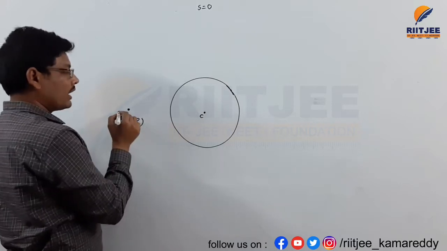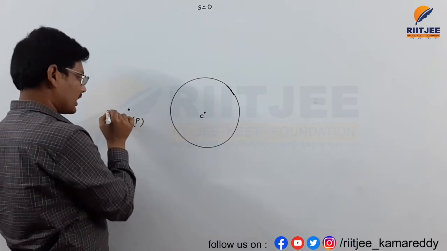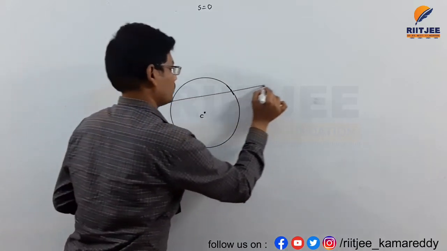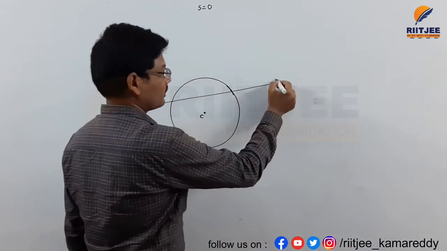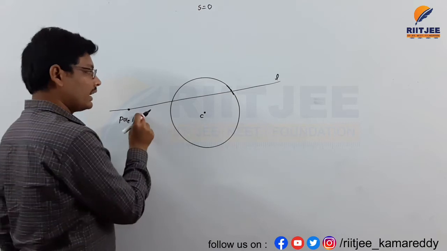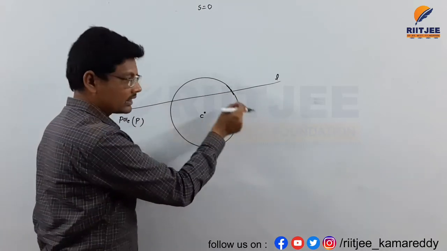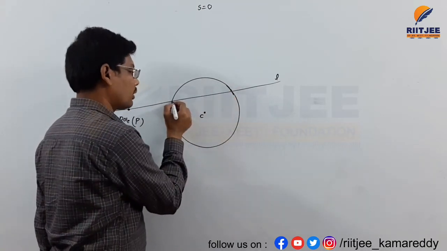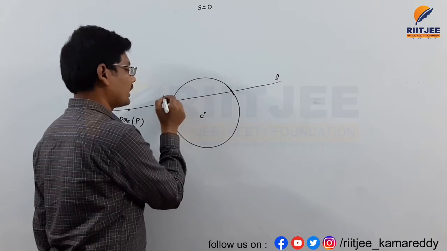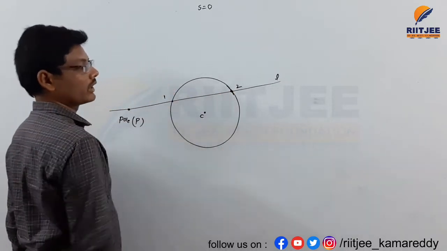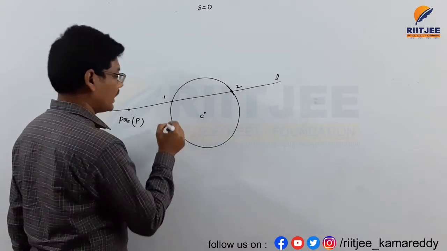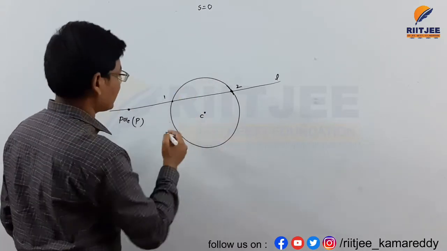From this point I am drawing a secant line. This is the secant line L1. A secant line is nothing but a line which intersects a circle at 2 points. These points are called points of contact, 1 and 2 here. From these 2 points of contact I am drawing tangent lines here.